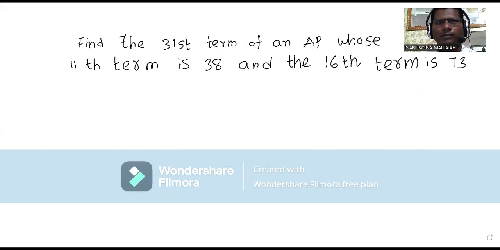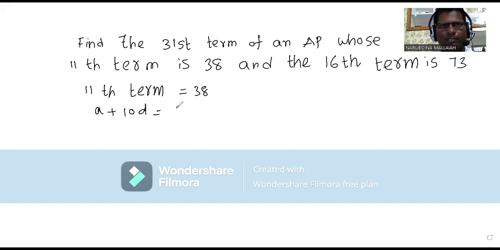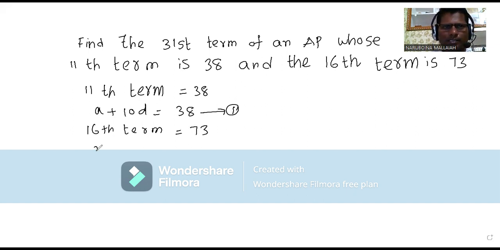Find the 31st term of an AP whose 11th term is 38 and the 16th term is 73. Given information: the 11th term is 38. This 11th term we can write as A plus 10D, that is equal to 38. Say this is equation 1. Next, the 16th term is 73. The 16th term can be written as A plus 15D, that is equal to 73, equation 2.